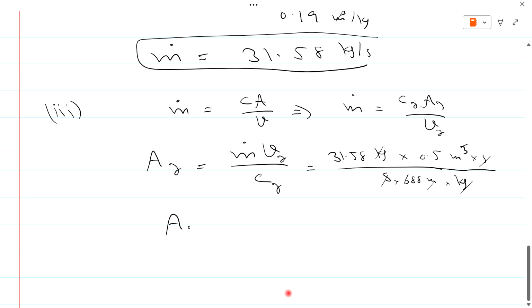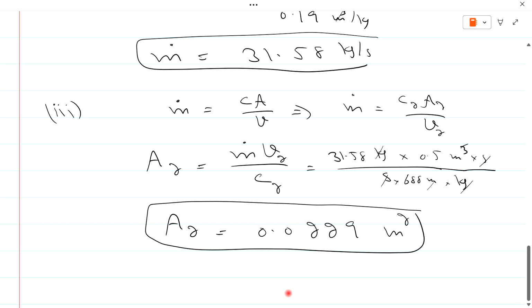So A2 is equal to, this is simple calculation. Multiply these two terms divided by 688. So the answer will be 0.0229 meter square. And this is the final result.